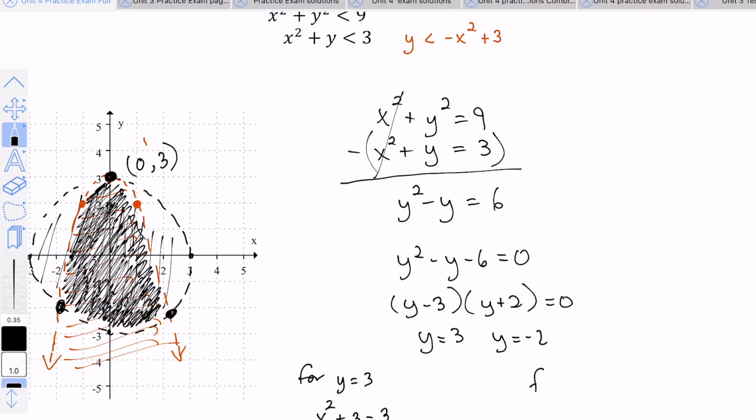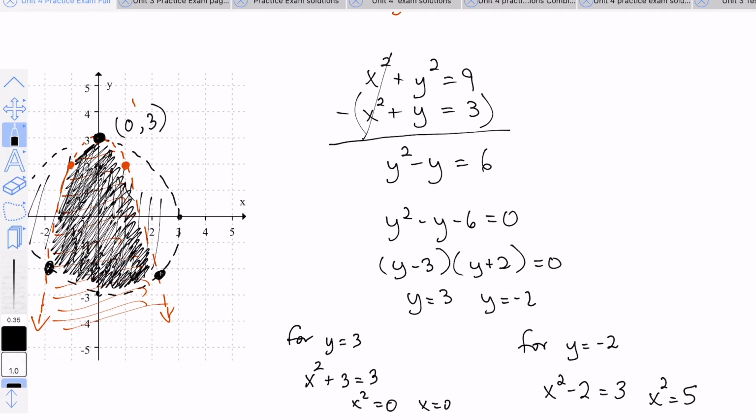Now, for y equals -2, I'm going to use the same equation, x squared plus y equals 3. But now instead of y, it's going to be x squared plus a y value of -2, or x squared minus 2 equals 3. Add 2 to both sides, and we have x squared equals 5. Square root, we have x equals plus or minus the square root of 5, which is just slightly above 2.